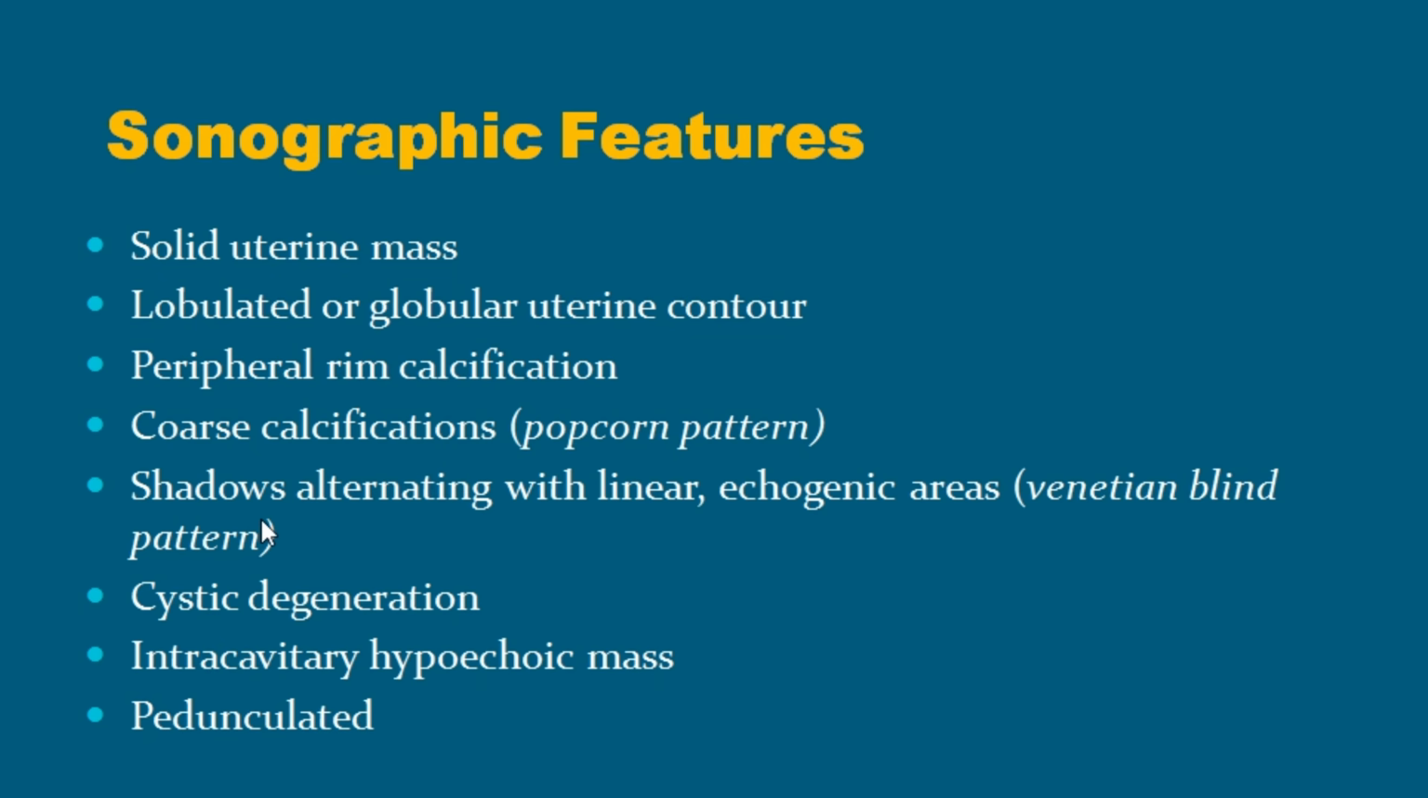The identification of a shadowing pattern characterized by multiple recurring shadows alternating with linear echogenic areas increases the likelihood that the uterine mass is a fibroid. The shadowing pattern appears like a Venetian blind due to the presence of alternating hypoechoic and hyperechoic lines. A fibroid can outgrow its blood supply and degenerate, sometimes resulting in the development of cystic areas due to hemorrhage, infarction, or necrosis. Fibroids may be intracavitary hypoechoic masses and they may also be pedunculated.